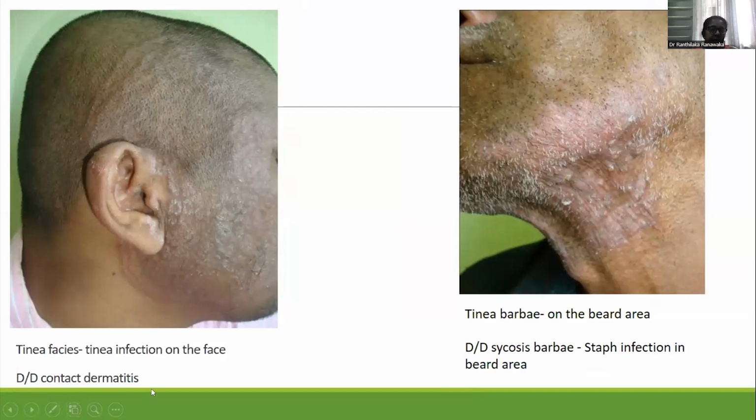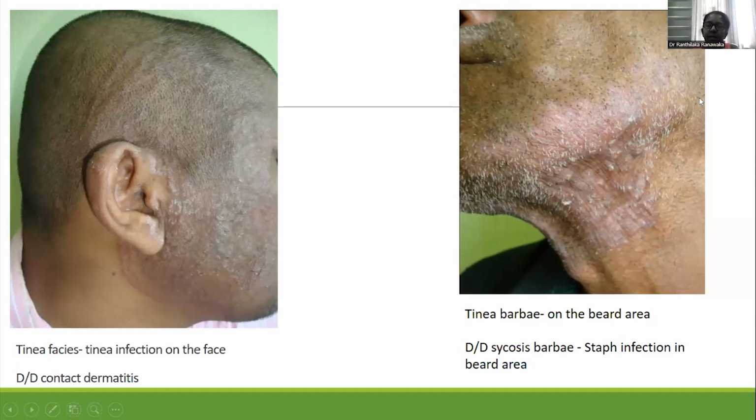Because the differential diagnosis is contact dermatitis, right? So look for this edge, because nowadays we have this resistant tinea infection, very widespread. So for all these eczematous lesions, before starting treatment with steroids, look for the inflammatory active edge, that is tinea infection.